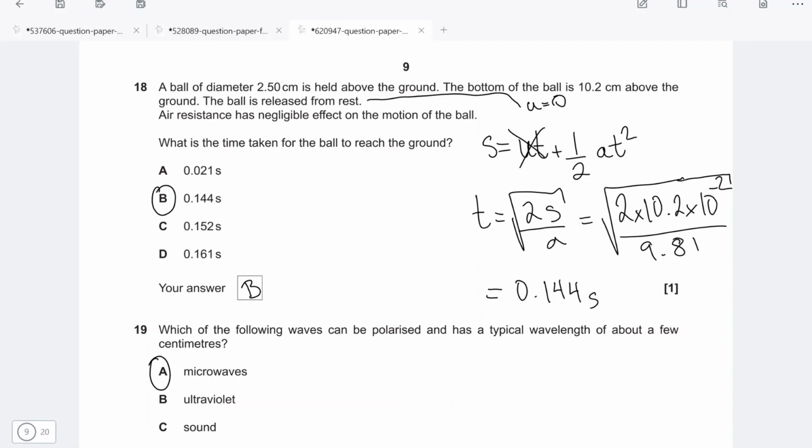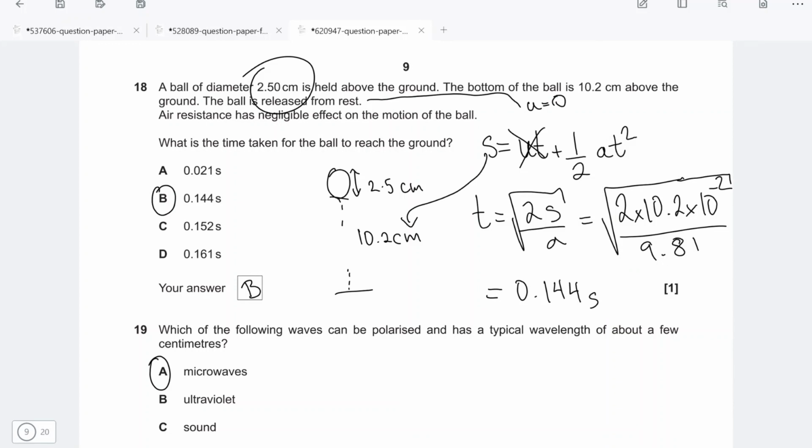Just a little note, they're kind of trying to confuse us a little bit. For instance, this bit of information, the diameter of the ball, is not actually needed in this question. If we think about it, let's say that this over here is the diameter of the ball, 2.5 centimeters. We still really only want the distance between the bottom of the ball and the ground, which is of course 10.2 centimeters. Therefore, I've taken s to be 10.2 centimeters.